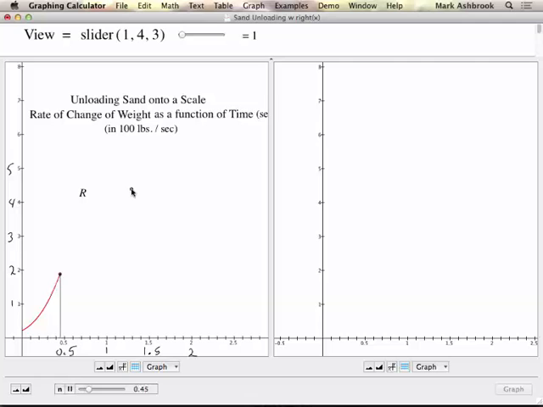Okay? And then what's our goal? Our goal is, in the end, we want the exact accumulation of weight. And that will be over here, and this will be hundreds of pounds.